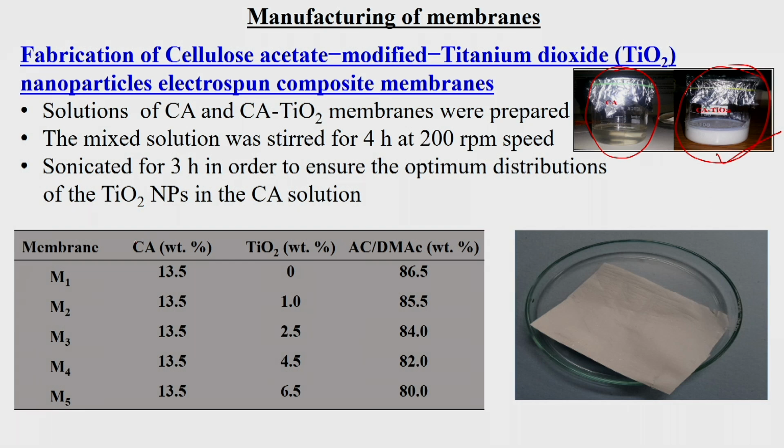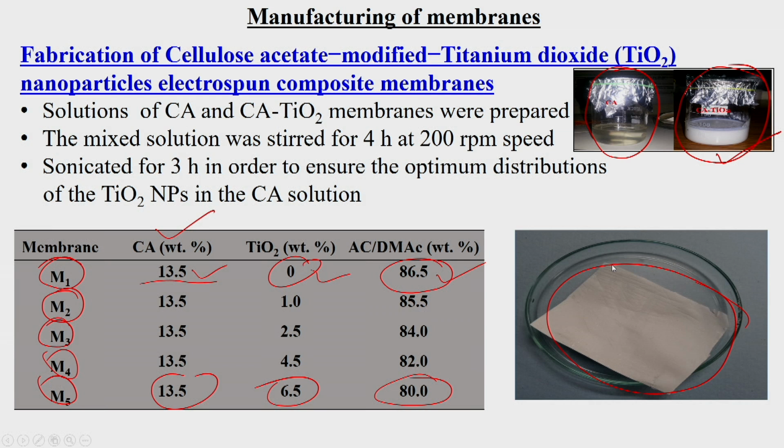And then we can use this for the fabrication of different membranes like M1, M2, M3, M4, M5, so many membranes. Suppose different compositions of cellulose acetate, titanium dioxide and acetone, DMSO are added, and then these are again electrospun to get a particular film like this.